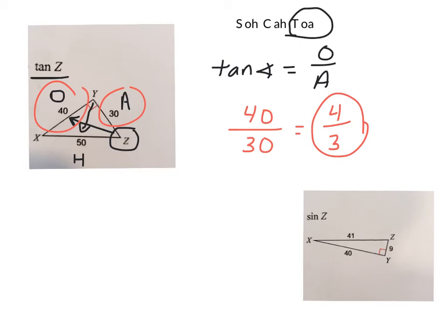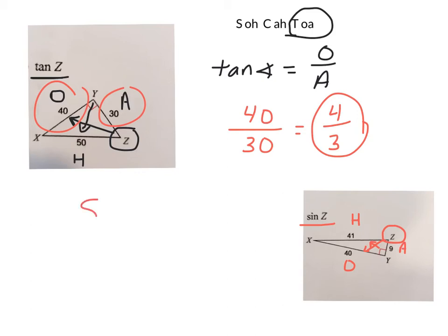So in the bottom problem here, we have Z as our reference angle. It's a little tiny picture, isn't it? And so I've circled that. I'm going to label. Opposite the 90 degrees is my hypotenuse. Opposite the reference is my opposite, and that means that the side left over is my adjacent.